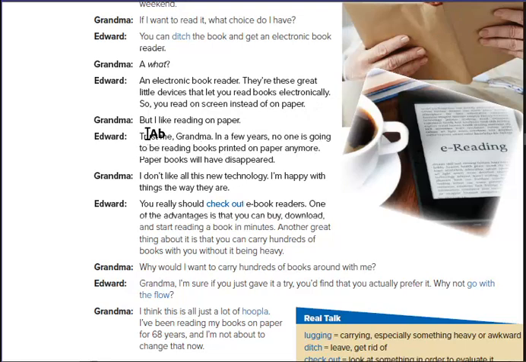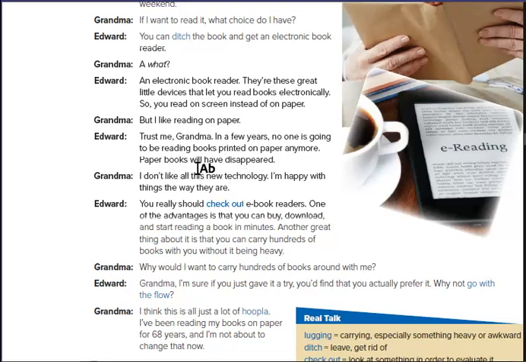She says, but I like reading on paper. So Edward says, trust me, Grandma, in a few years, no one is going to be reading books printed on paper anymore. Trust me, meaning believe me, grandma, in a few years no one will read printed books anymore. So he tells her paper books will have disappeared.